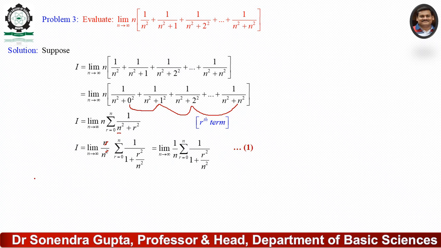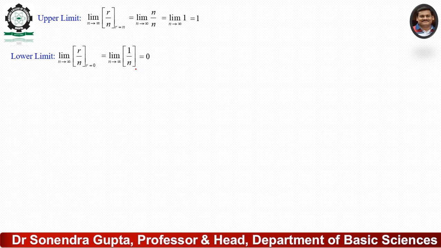Again, by the summation of series, we have 1 upon n is replaced by dx, r upon n is replaced by x, and the limit of summation is replaced by the integral. Then the upper limit is limit n tends to infinity of r upon n, with r equal to n, that means n upon n, which equals 1, and the lower limit is r upon n with r equal to 0, that means 0.